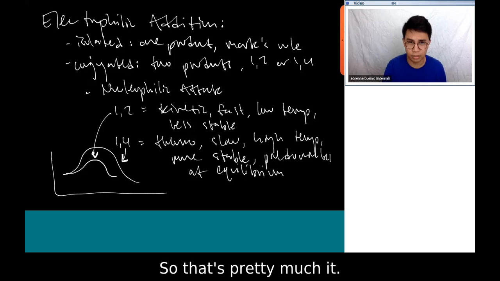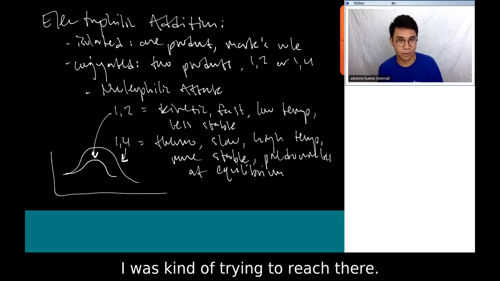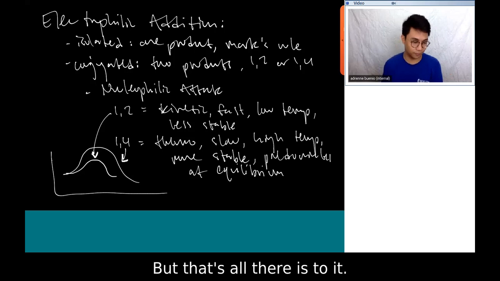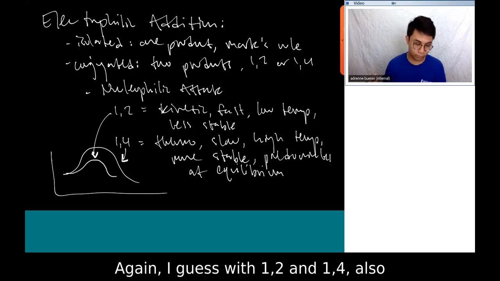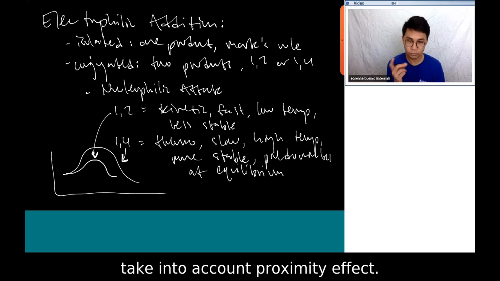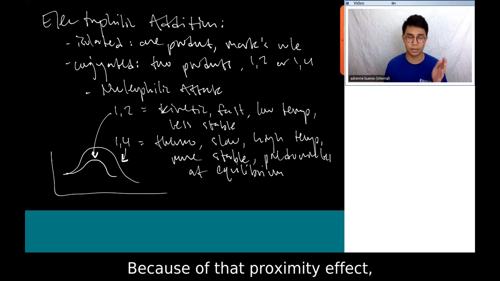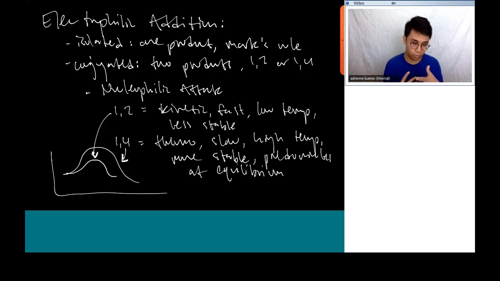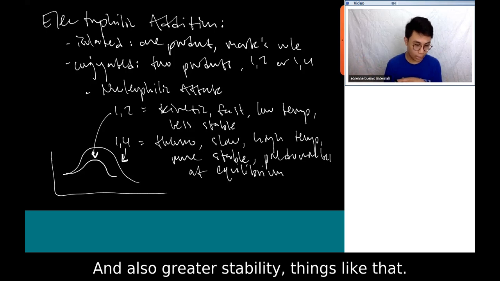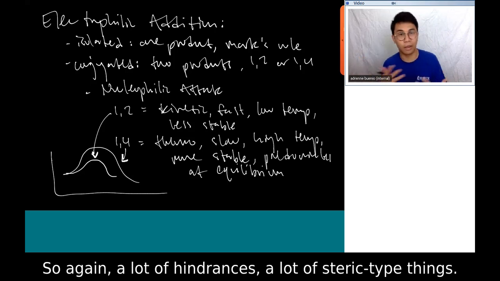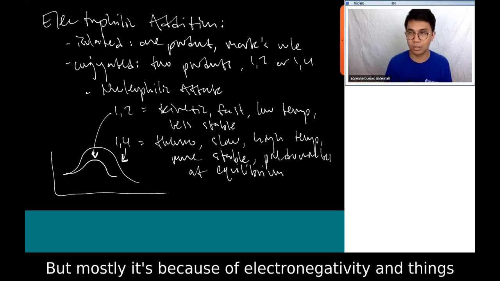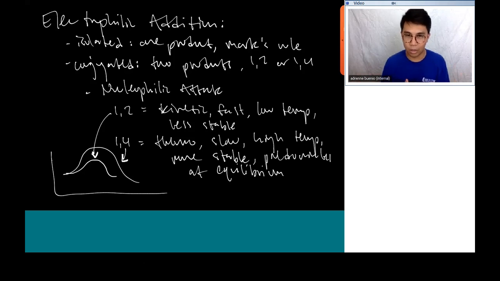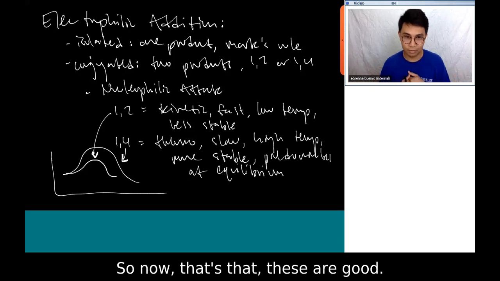So that's pretty much it. Again, with 1,2 and 1,4, also take into account the proximity effect. Because of that, 1 and 4 are farther apart than 1 and 2, so that's why it's more stable, with greater stability. There are a lot of hindrances, a steric type thing, but mostly it's because of electronegativity, things like that. Okay, so now that's that.